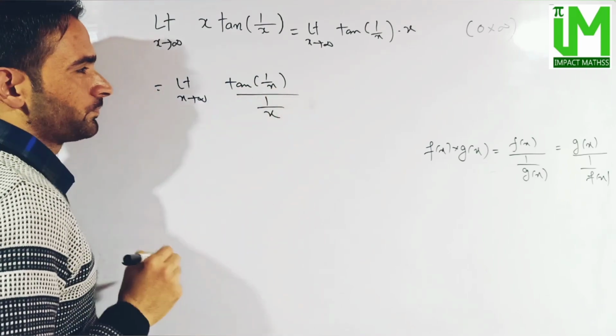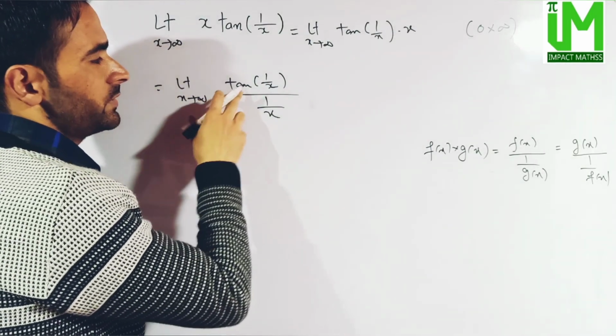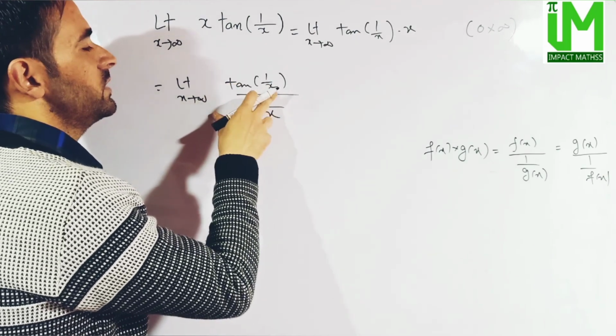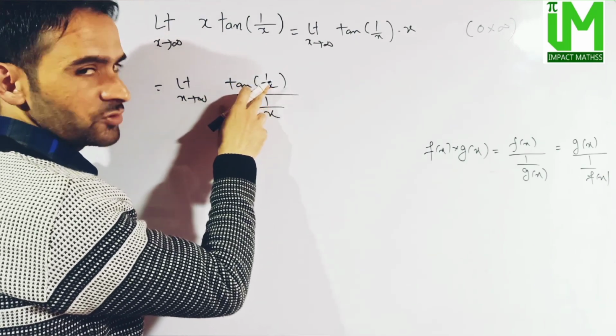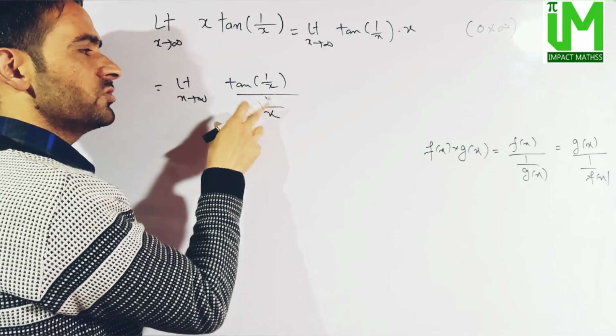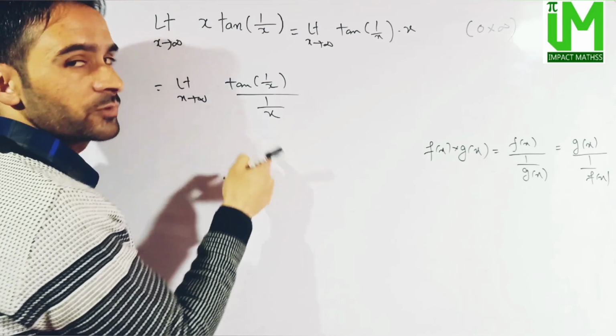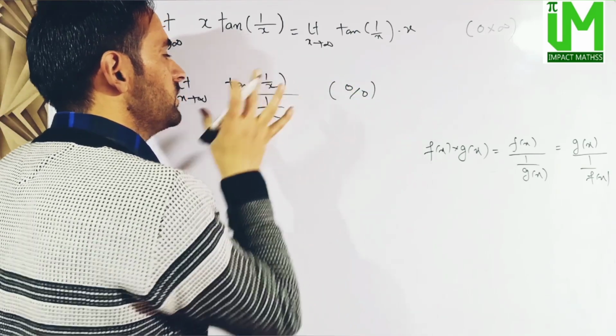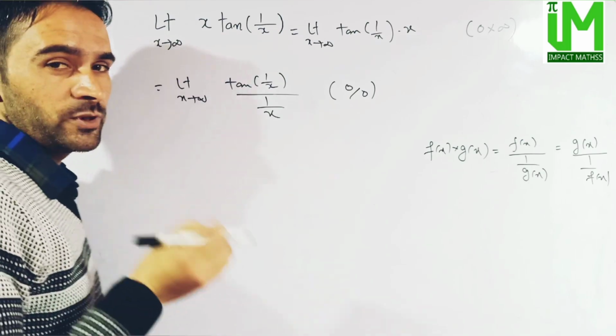by x. Now when x tends to infinity, it will be tan of 1 by infinity. 1 by infinity is 0, so it will be tan of 0, which will be 0, and 1 by infinity, which will be again 0. So this has now been reduced to 0 by 0 form. That means we can solve this 0 by 0 form by L'Hopital rule.